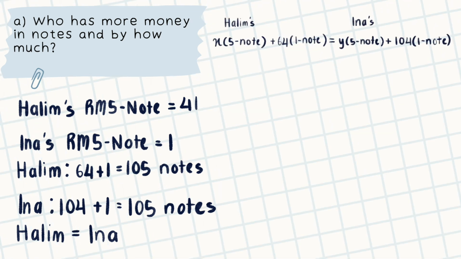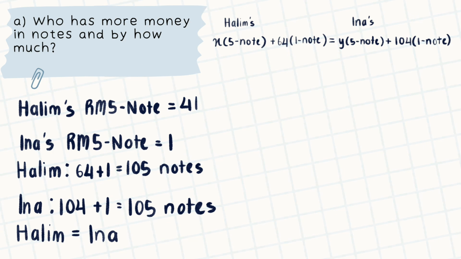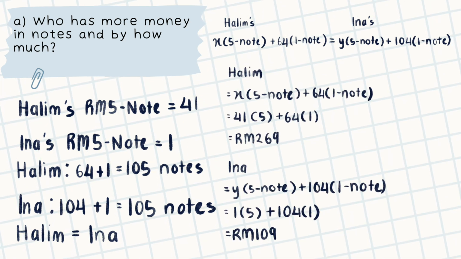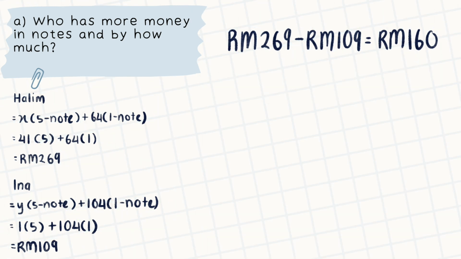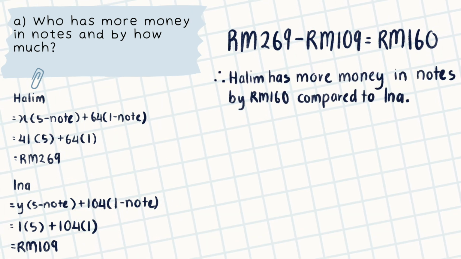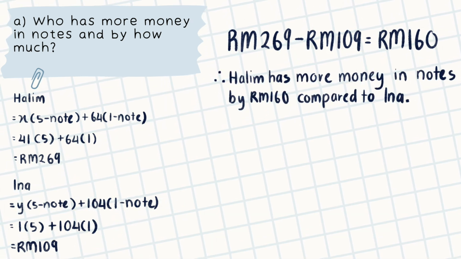Using the first equation we have written, we can identify the amount of money in notes for Halim and Ina. Therefore, Halim has more money in notes by RM160 compared to Ina.